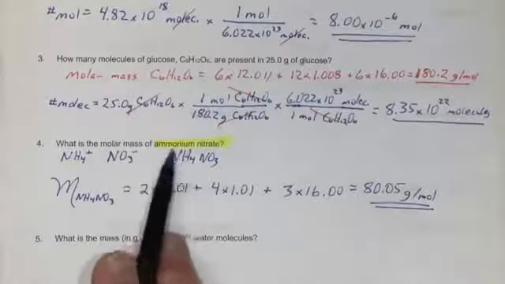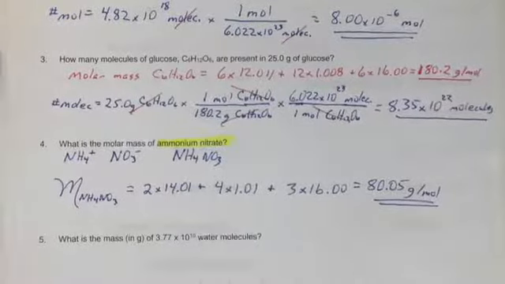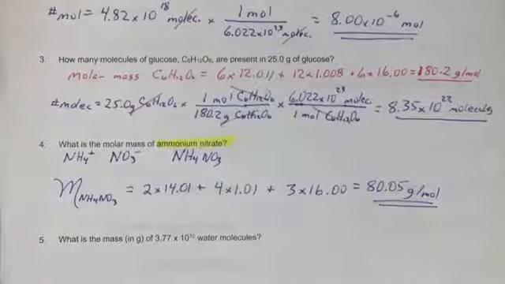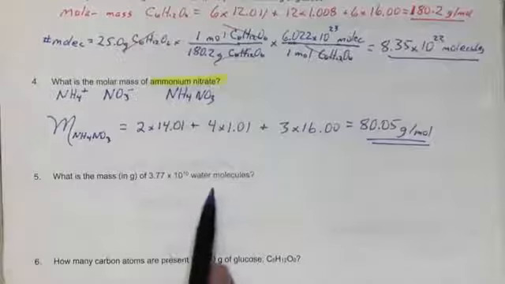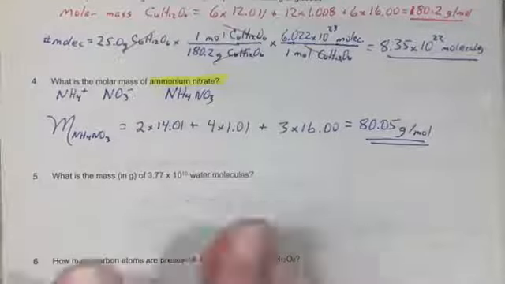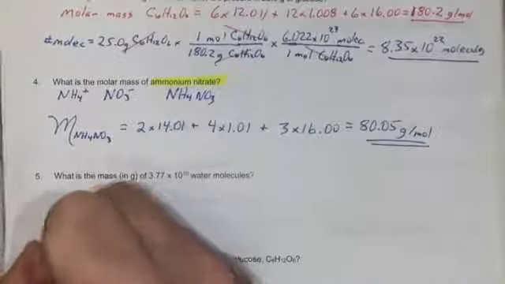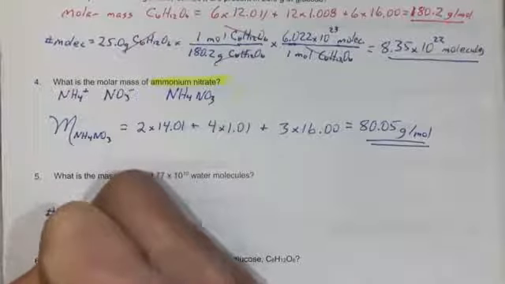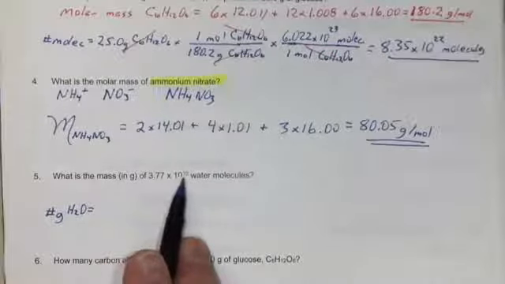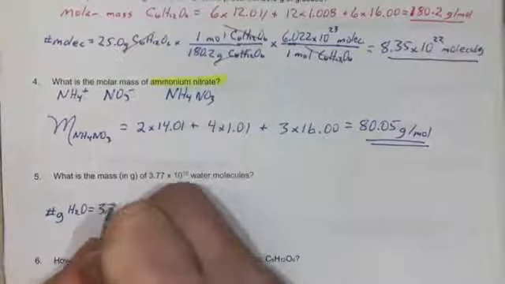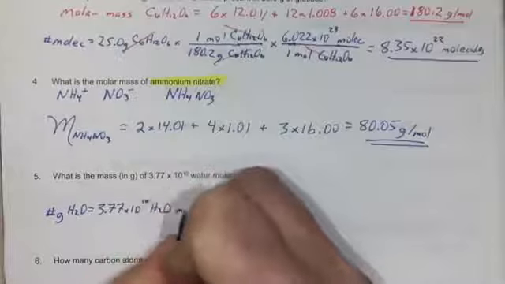So be sure you know how to go from the name to the formula that we practiced in Chapter 2, and then we can easily get the molar mass in that way. Okay, question number 5. What is the mass in grams of this many water molecules? So we're going to follow the 3 steps. Number 1, write down what you want to know. I want to know the number of grams of water. The number of grams of water equals. Number 2, start with the given measured quantity, which is 3.77 times 10 to the 10th H2O molecules.